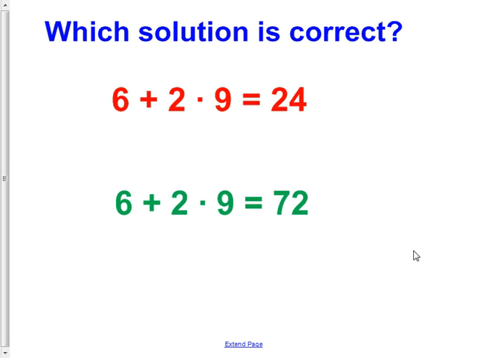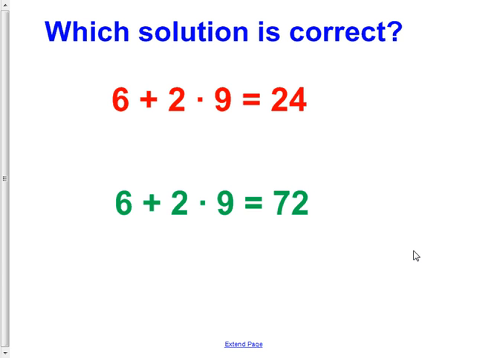Today we're going to be studying order of operations and the correct order of operations when solving math problems. Before we do that though, I want to take a look at why we even have to have order of operations, why we have to study this. And I want to look at this example here as why we need order of operations. If you look at this problem, we have the same problem, 6 plus 2 times 9 in both cases, but two very different answers.